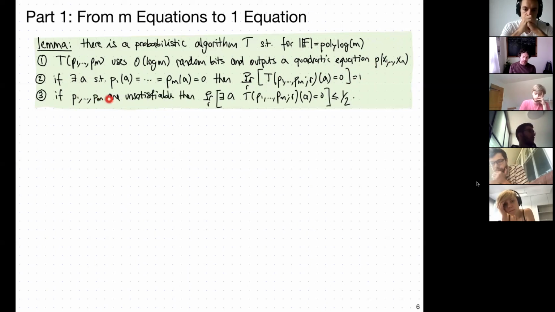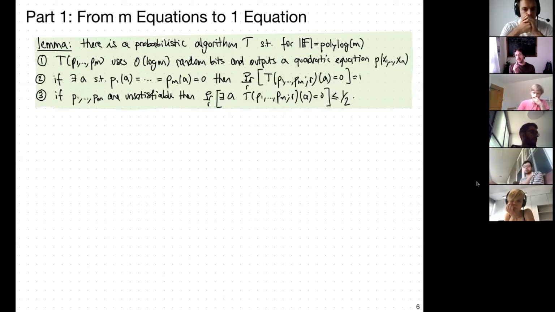And otherwise, if there is no assignment that simultaneously satisfies all of these quadratic equations, then let's say the probability that we'll accept the bundled equation is at most half. This is similar to what we had before, but now we'll be kind of hesitant to use a lot of randomness, and you'll see in a second exactly why.